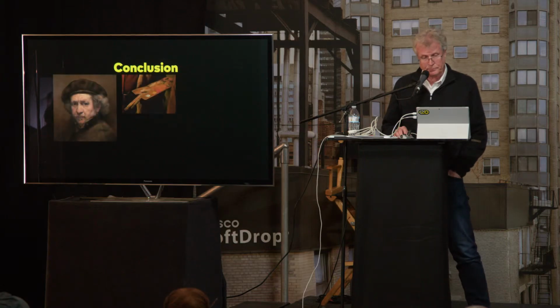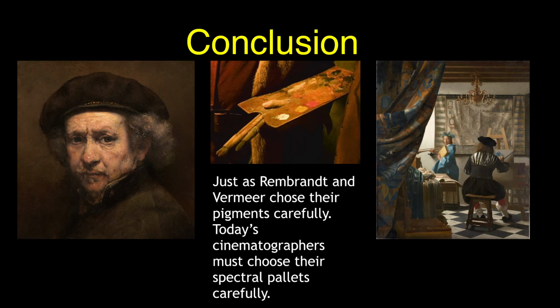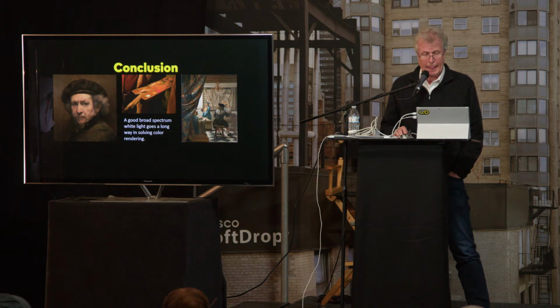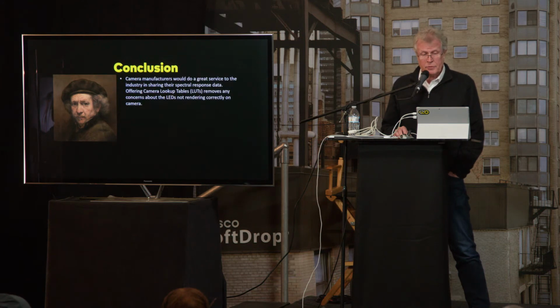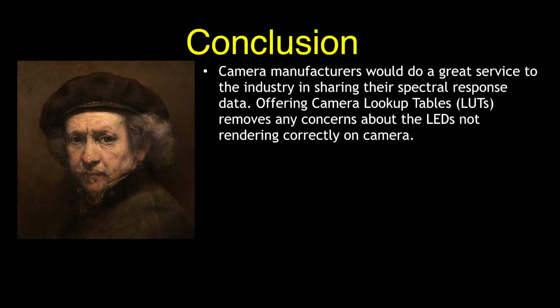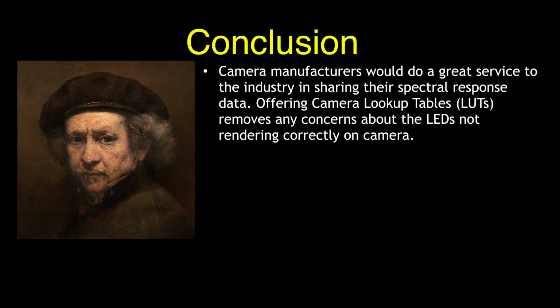So in conclusion, just like the great masters Rembrandt and Vermeer chose their pigments carefully, today's cinematographers must choose their spectral palettes carefully as well. A good spot, broad spectrum white, goes a long way in solving color rendering. Camera manufacturers would do a great service if they share their response curves, offering camera lookup tables, I think removes many of the concerns about LEDs not rendering correctly on camera.